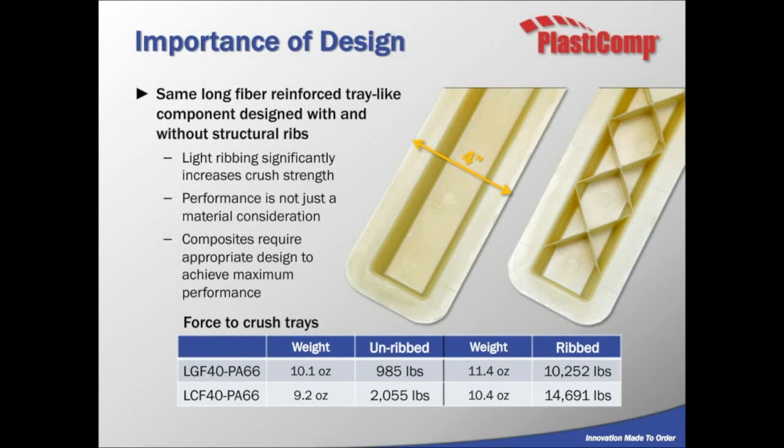When you compare it to the carbon fiber, it started out at 9.2 ounces, able to withstand 2,055 pounds of crush force. Adding those ribs, once again, added about 10% of the weight, but it was able to carry 14,691 pounds. So always keep in mind the freedoms you have for adding design geometry.